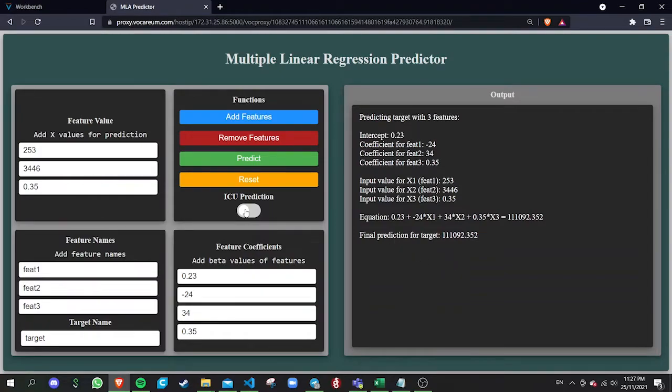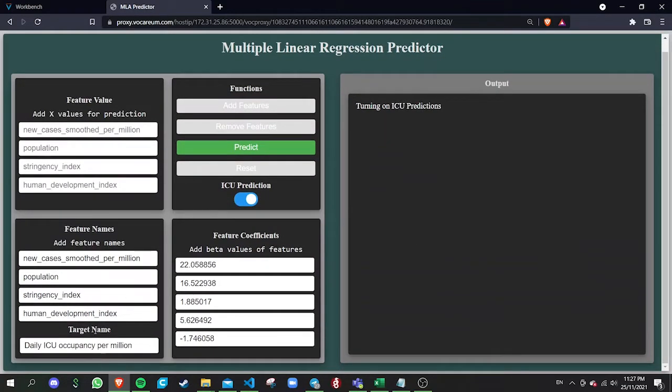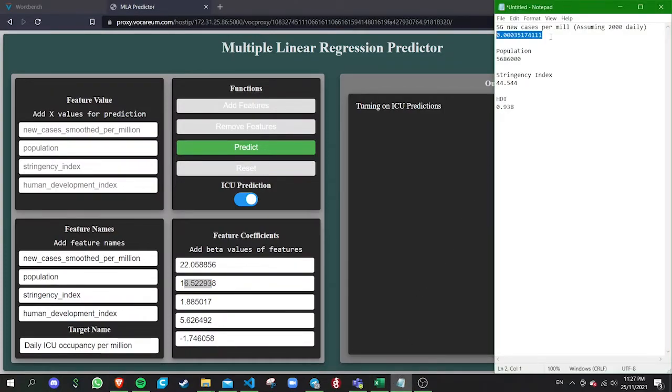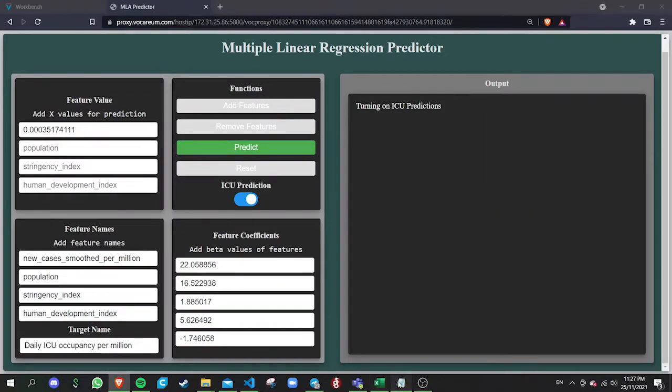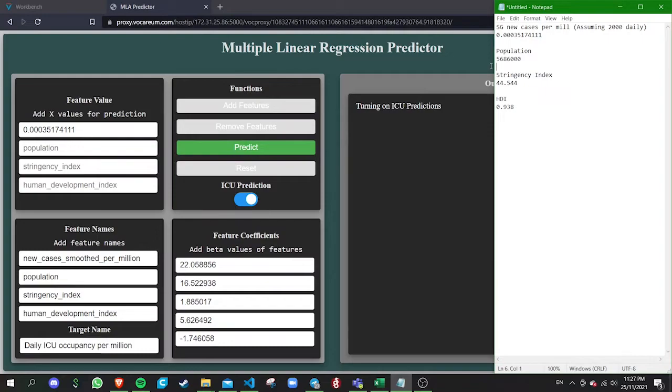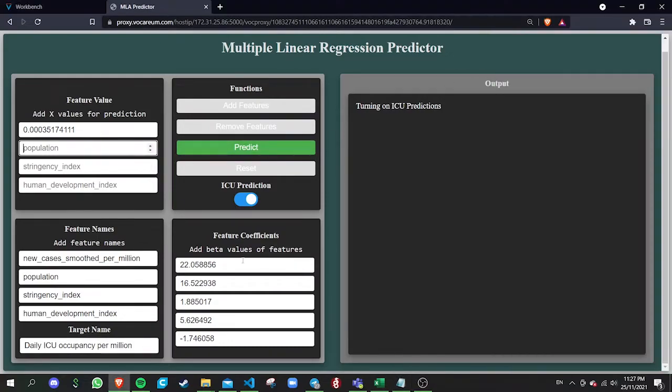Now we will switch over to ICU prediction, which is the target for our task 2. And you can see that all the buttons that are not needed are disabled, and that the fields are automatically populated for you. So now let's enter some real-world values for Singapore. In this case, we will assume that Singapore has about 2,000 new cases every day.